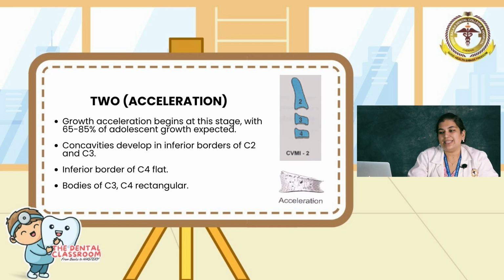Moving on to stage 2, which is the acceleration. Now at this stage, maybe they are closer to their pubertal growth spurt. Growth acceleration starts with almost 65 to 85% of growth that can be expected at this stage. There are mild concavities that begin developing at the inferior borders of C2 and C3, whereas the inferior border of C4 is flat. Previously, you saw all the borders were flat. In this case, C2 and C3 start developing mild concavities, with C4 being completely flat. And the bodies of C3 and C4 are horizontal rectangular, meaning they're wide and flat rectangular.